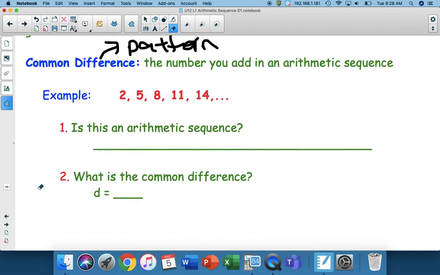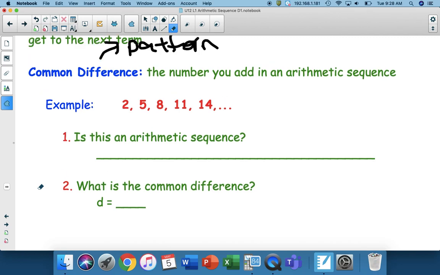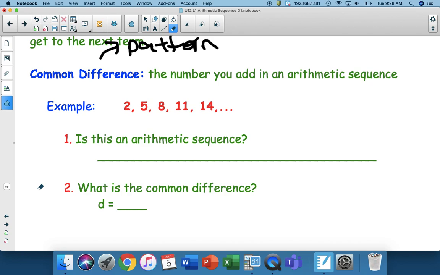So let's take our example. We have 2, 5, 8, 11, 14. So is this an arithmetic sequence? The first thing you got to ask yourself is, are you consistently adding the same number to each one of these to get the next number in the sequence? So yes, you are.